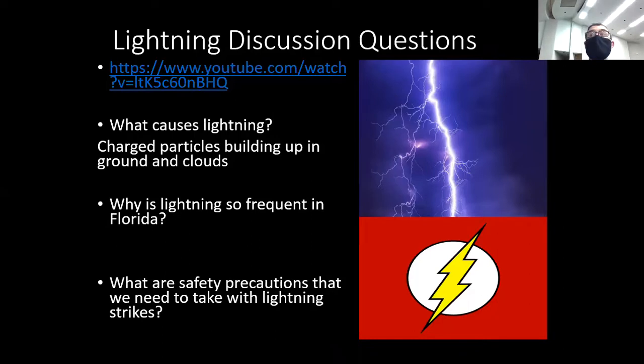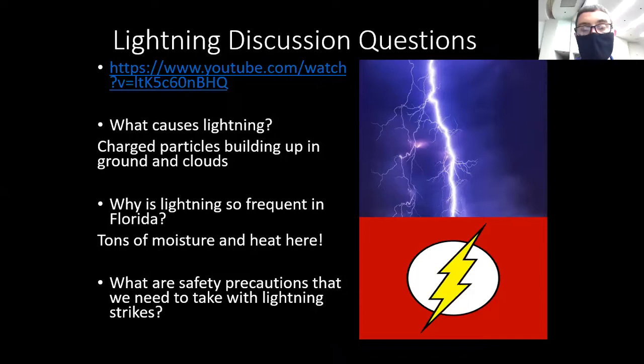Well, again, what builds up storms? Moisture. What is Florida surrounded by? Water. And it's very hot, so a lot of it's evaporating. So the combination of moisture and heat are going to make Florida a place with a lot of lightning and thunderstorms. And safety precautions to take, guys.